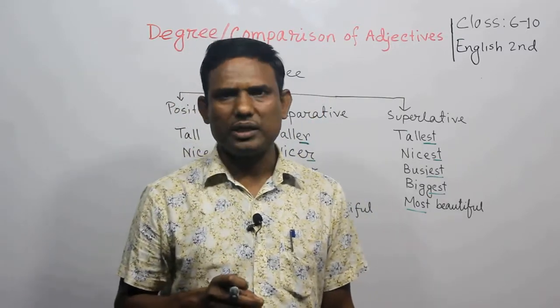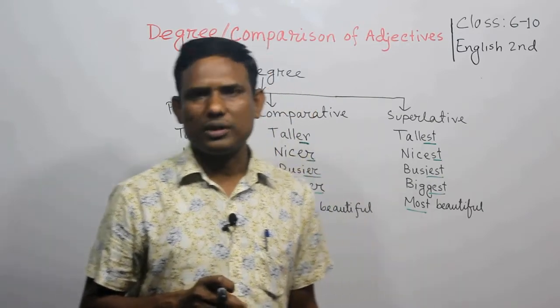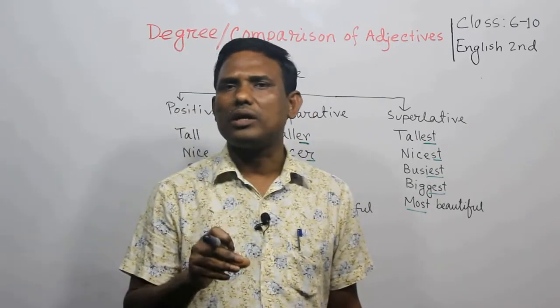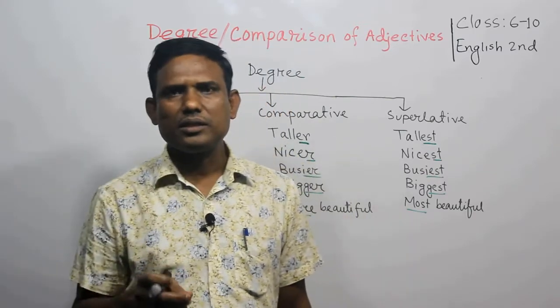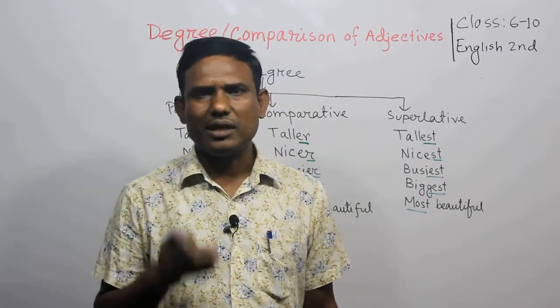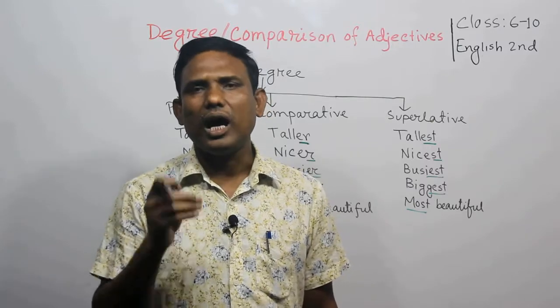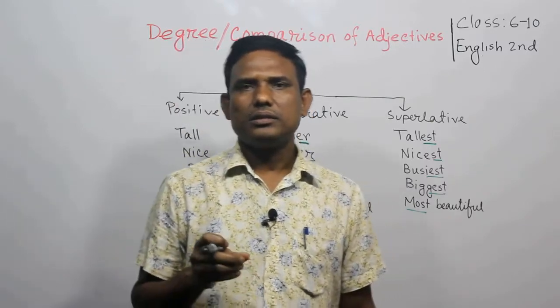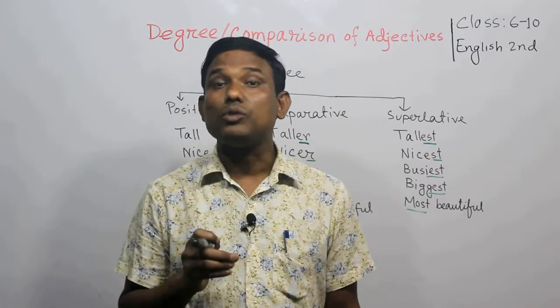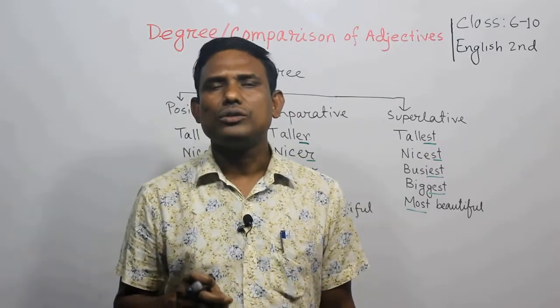superlatives by adding er and est. For example, simple, simpler, simplest, silly, sillier, silliest, pretty, prettier, prettiest, clever, cleverer, cleverest, happy, happier, happiest. There are some irregular comparatives and superlatives.